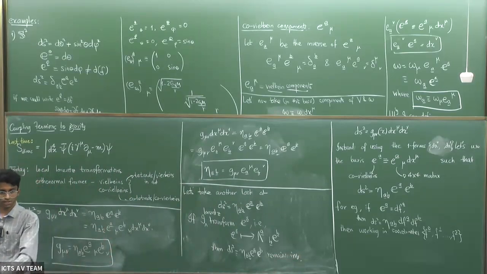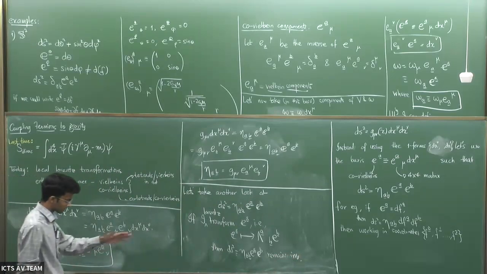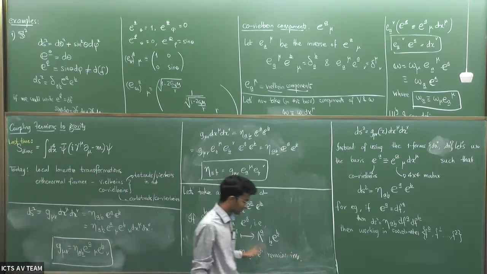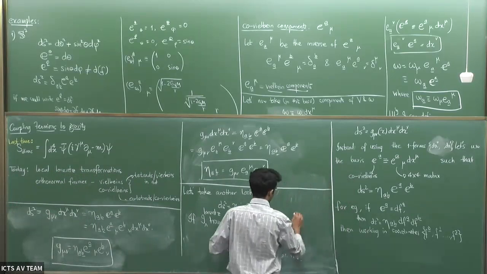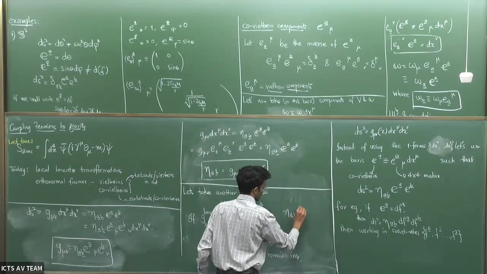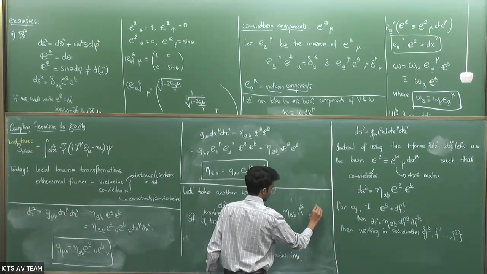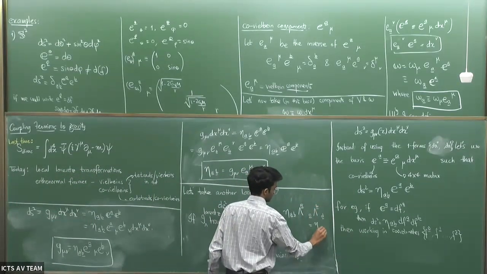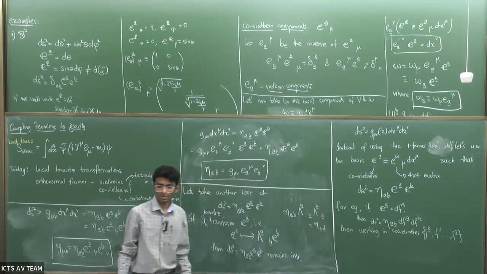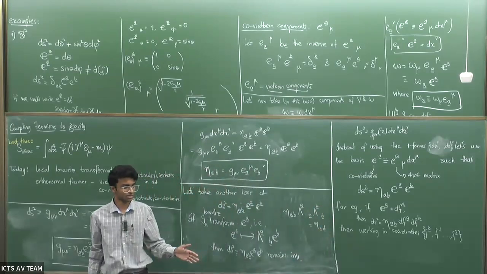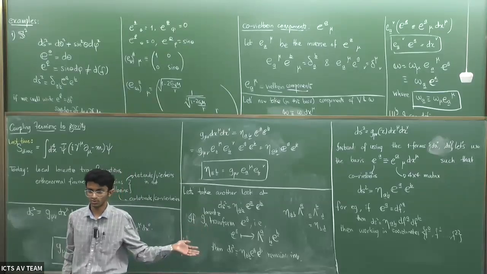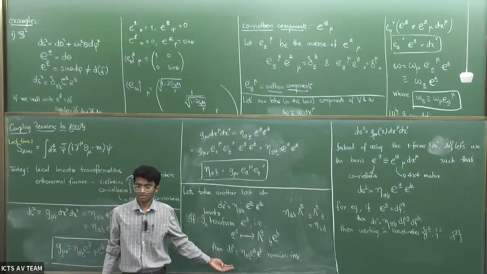Lambda transpose eta lambda is, yeah, eta. What I'm saying is that eta AB, lambda^A_C, lambda^B_D is equal to eta CD. Right? That's how you define a Lorentz transformation. A Lorentz transformation is defined such that this is true. So you discover local Lorentz transformations.